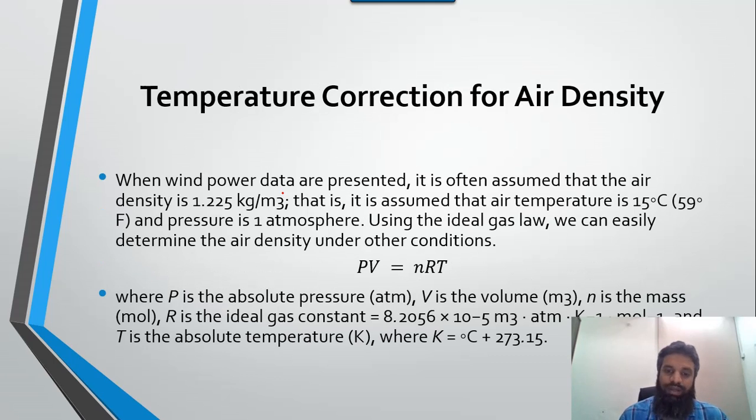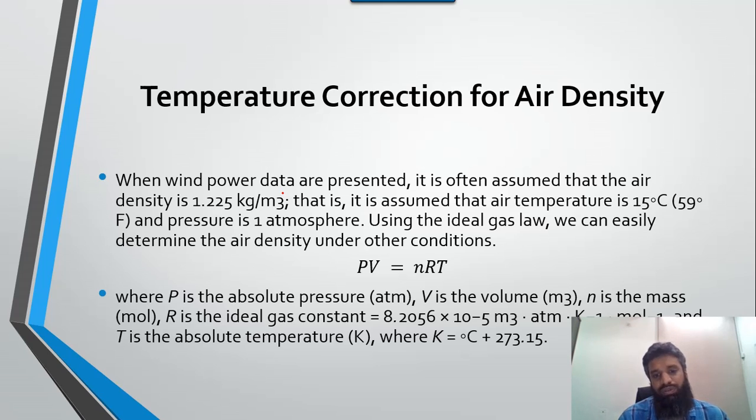So the first parameter which is effective is basically the velocity of the wind, and we have to measure the velocity of the wind, and we cannot take the average of the wind. We have to calculate the power of each interval where the wind speed is constant. The second parameter which affects the output of the wind turbine is basically the temperature.